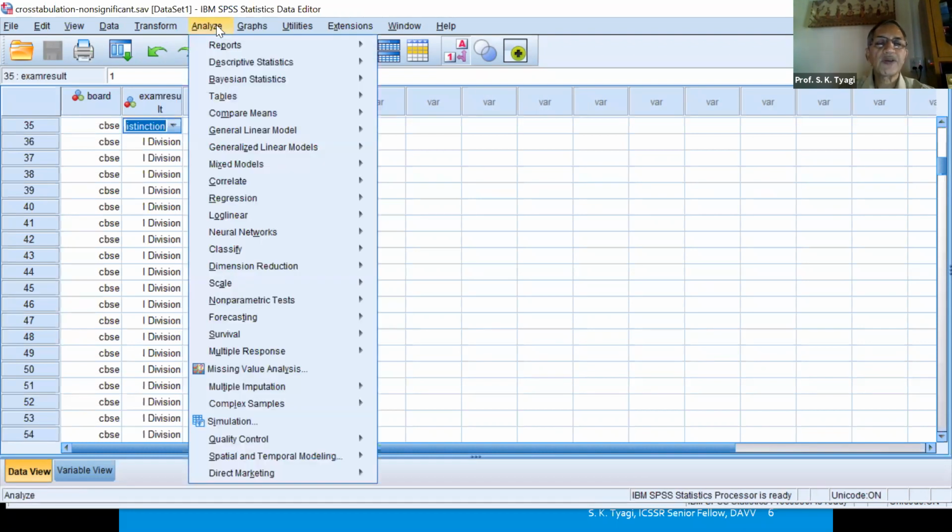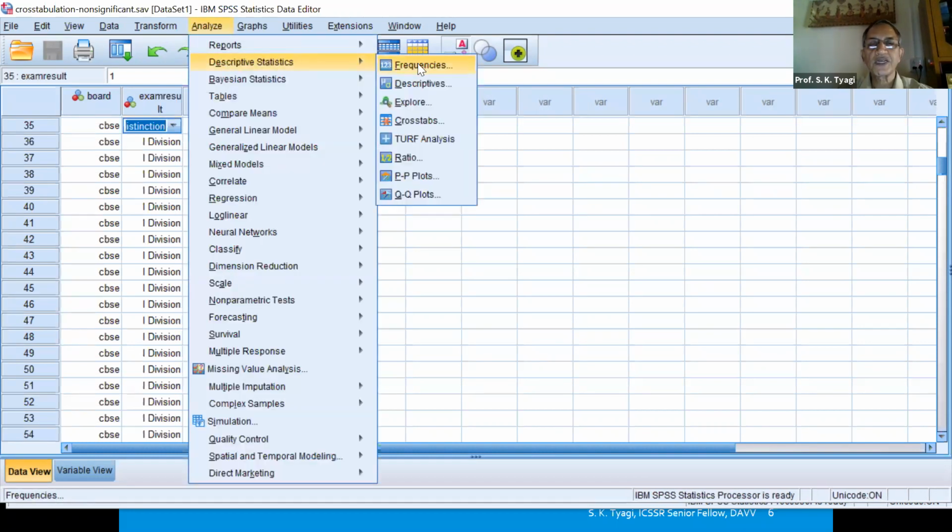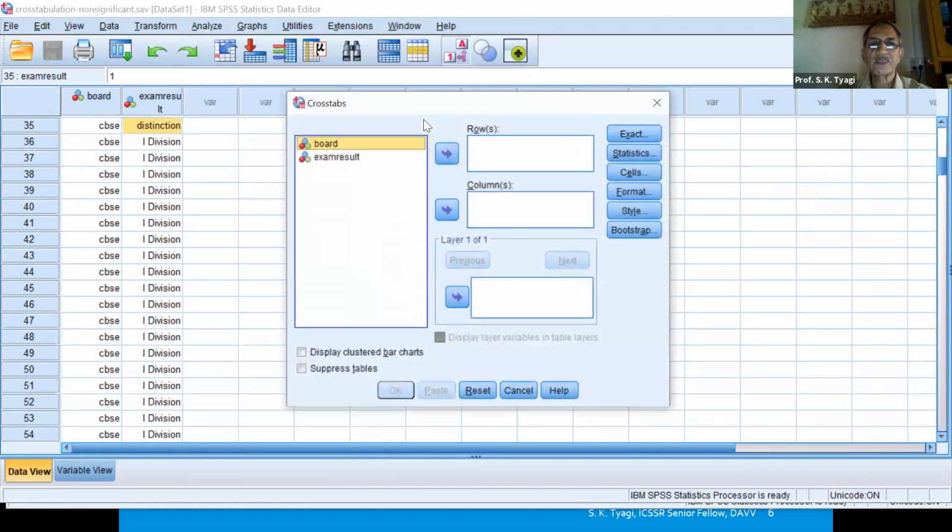Now how to calculate chi-square? We go to cross tabulation because cross tabulation chi-square is at a different place than one-way chi-square. This is cross tabulation chi-square. So in row, we can have board, but it does not matter if we have exam result in row. It will not make any difference as far as chi-square is concerned. The table will be transposed. Rows will become columns, columns will become rows. It doesn't make any difference. Board is our row and exam result is our column.